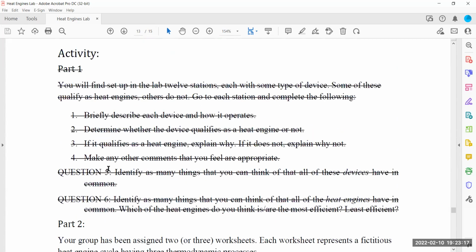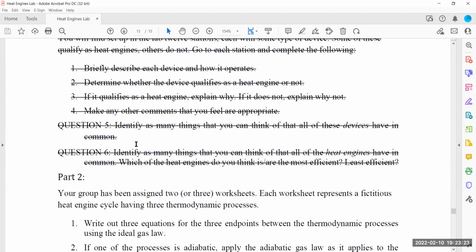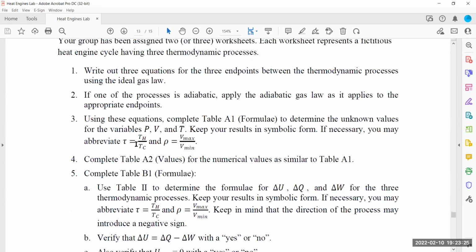Okay. Ignore this part in here. We're not in the lab to do these two questions. Questions 5 and 6, skip them.